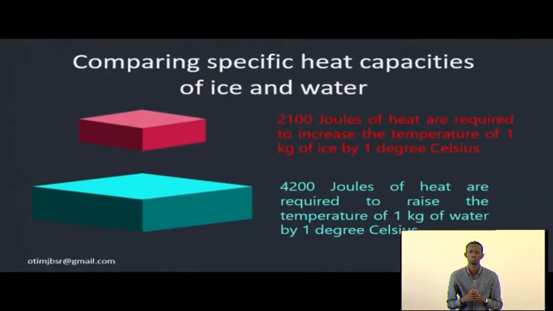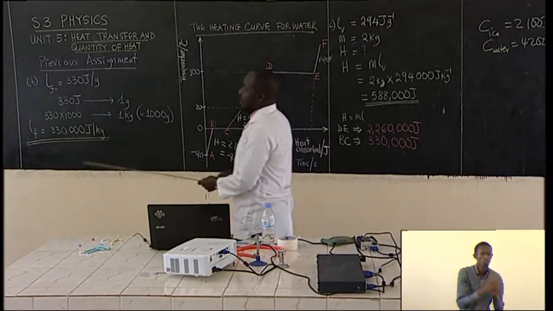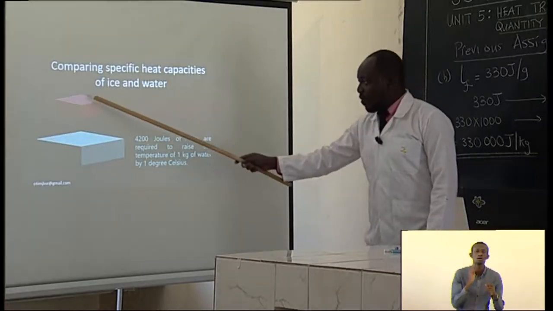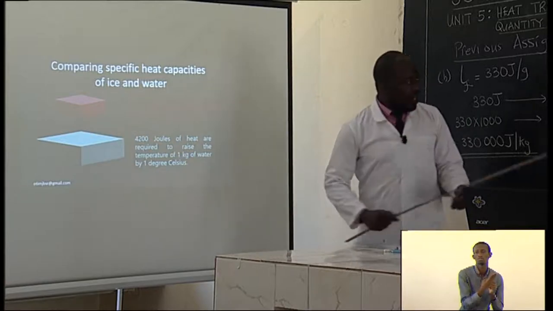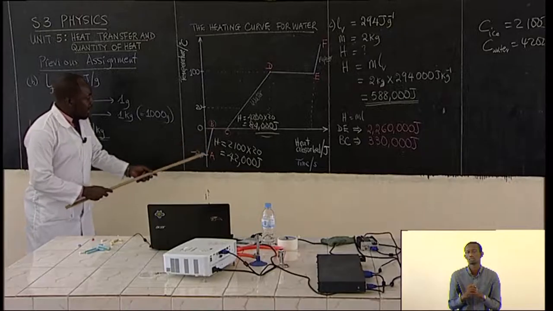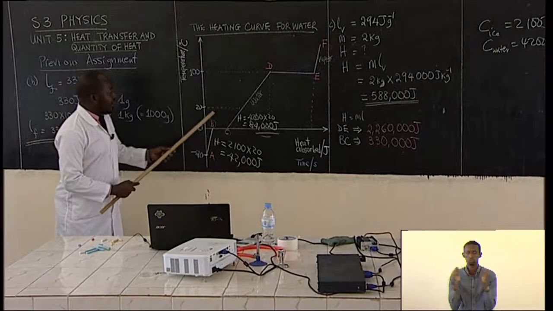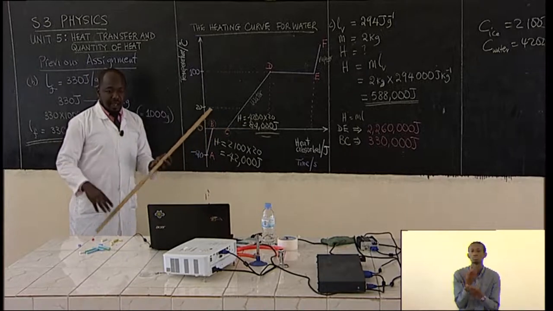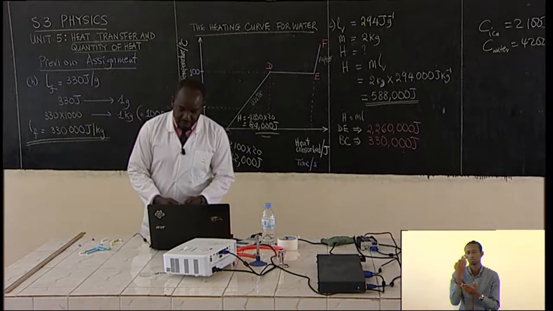Looking at the next one, we are also comparing the heat capacities of ice and water. They are not the same. You require only 2,100 joules of heat to increase the temperature of ice by 1 degree Celsius, and yet for liquid water, you require 4,200 joules. So if you increase by 20 degrees Celsius, ice will require 42,000 and water will require 84,000. So water requires more heat, and that explains the shape of those graphs.